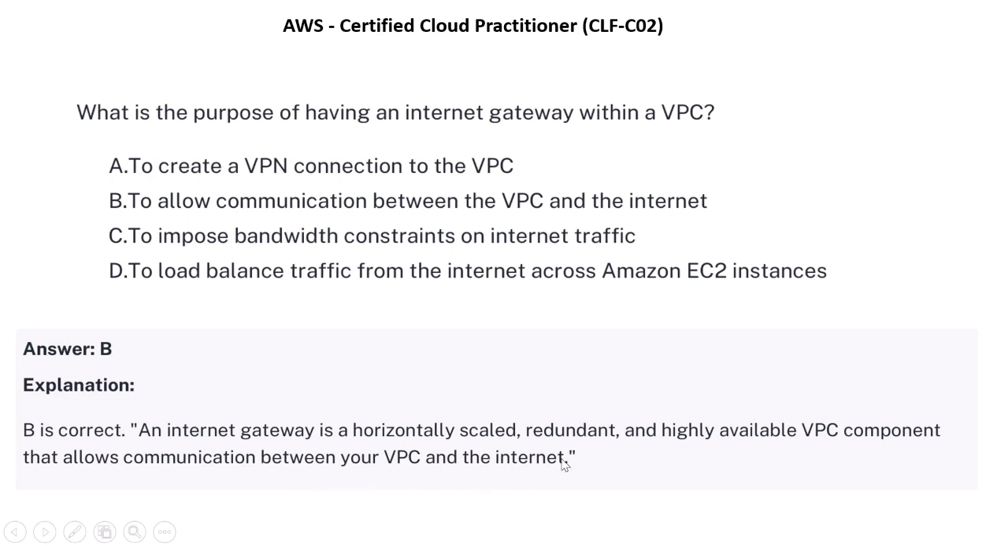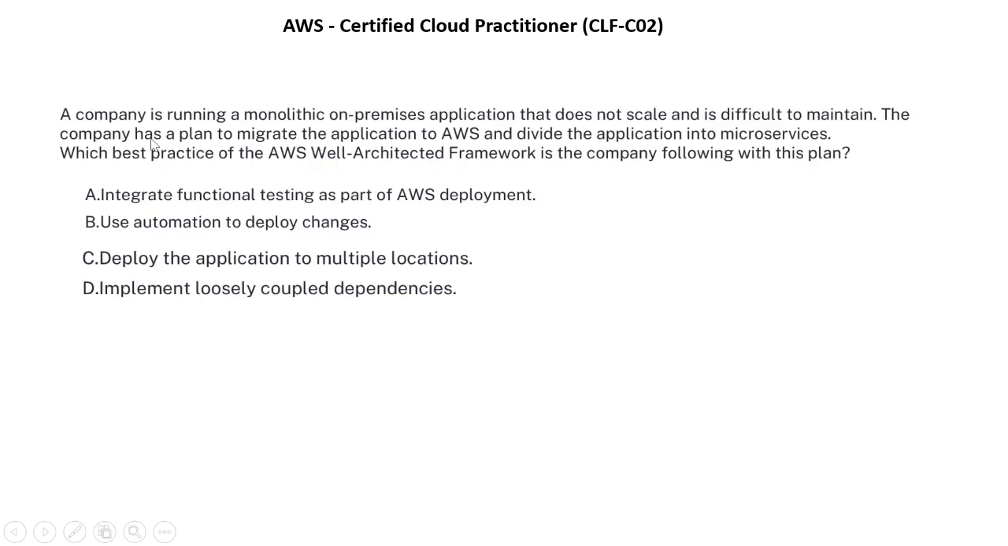Next question. A company is running a monolithic on-premises application that does not scale and is difficult to maintain. The company has a plan to migrate the application to AWS and divide the application into microservices. Which best practice of the AWS Well-Architected Framework is the company following with this plan?